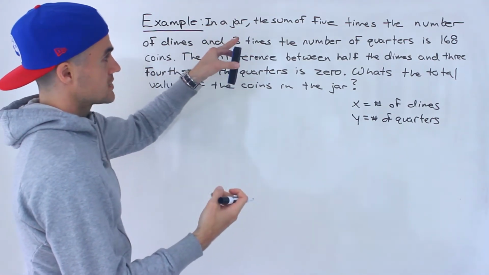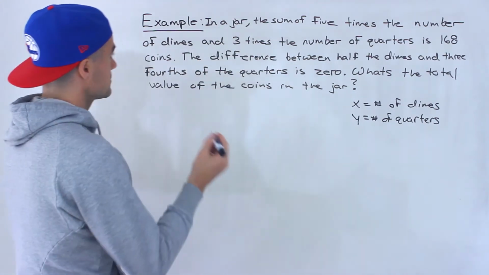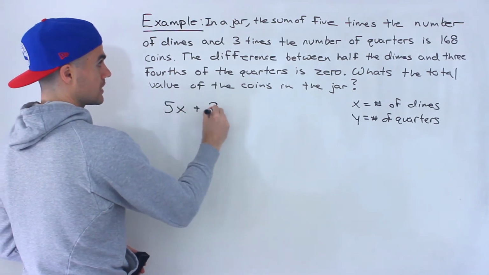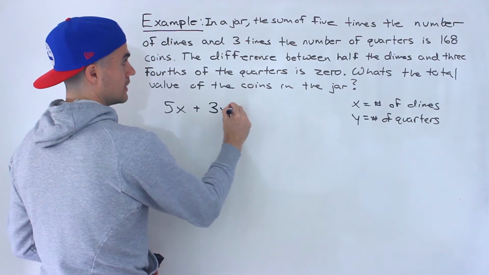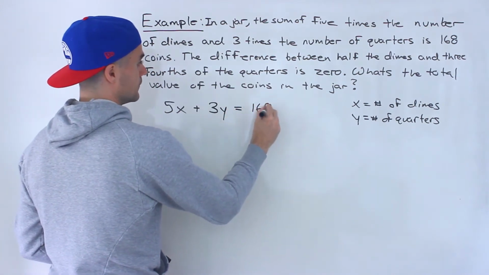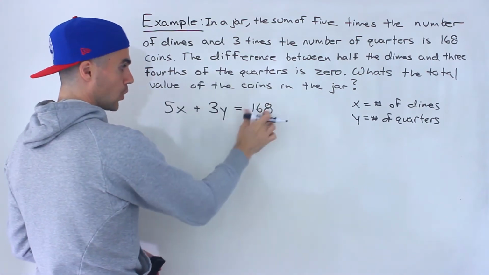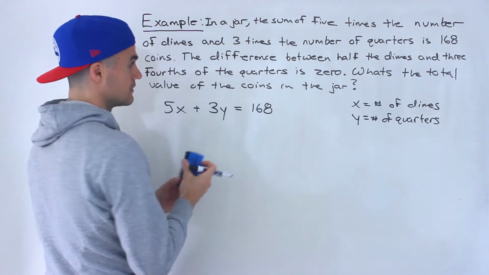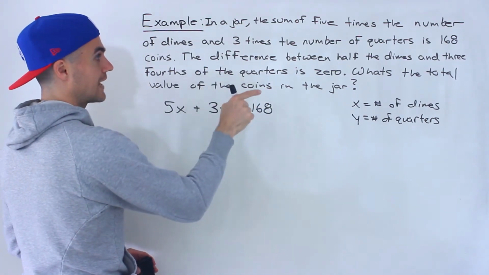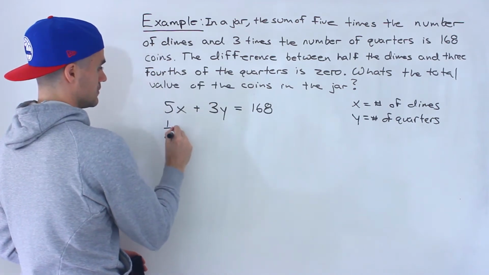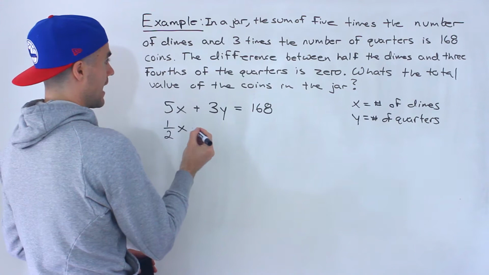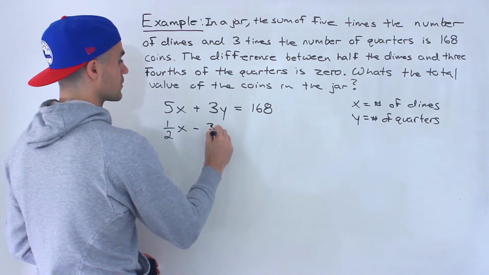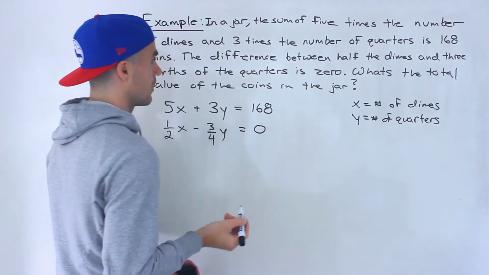So in the first sentence, we're told that the sum of 5 times the number of dimes, so 5x, and 3 times the number of quarters is 168. Right? Remember, this is the number of coins. This is not $168. It's 168 physical coins. And then we're told the difference between half the dimes, right, half the number of dimes, and 3/4 of the quarters is 0.